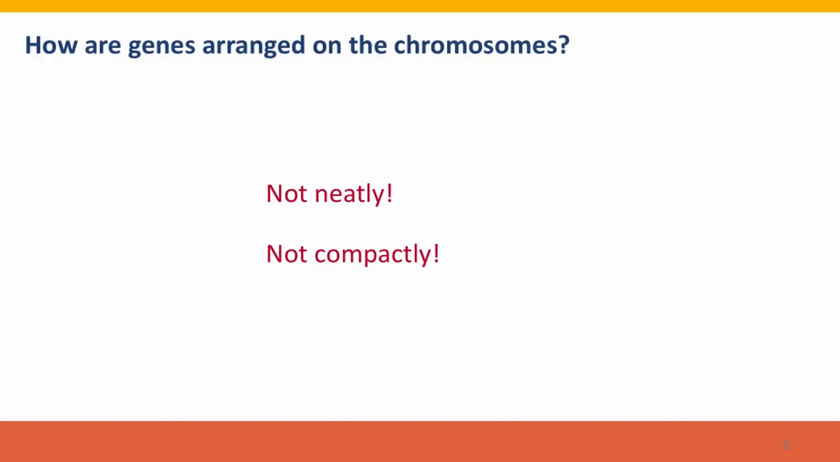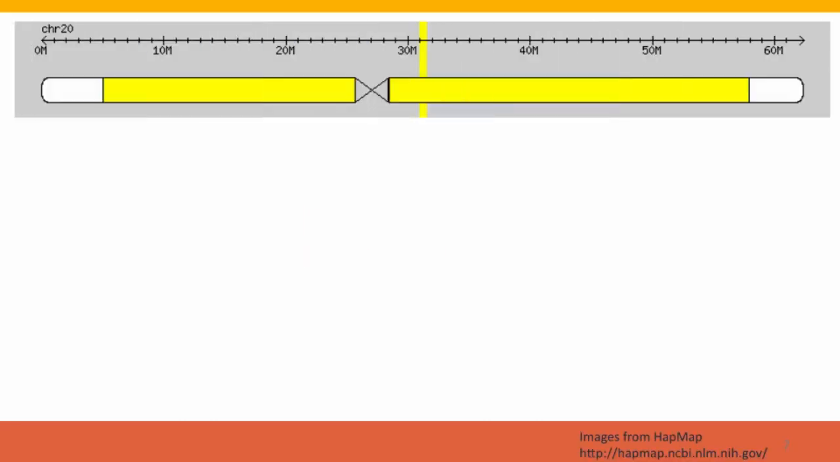Now, that's what one gene looks like. More generally, how are genes arranged on the chromosomes? Well, not the way I would arrange them if I was tidying things up. So here's a different chromosome. This is chromosome 20. It's about 62 megabases long.